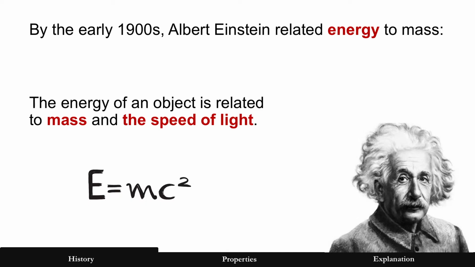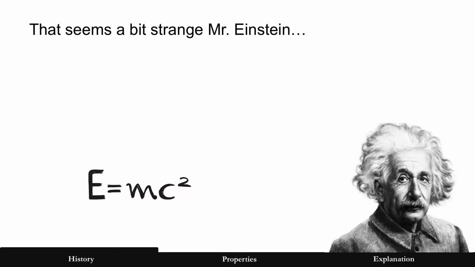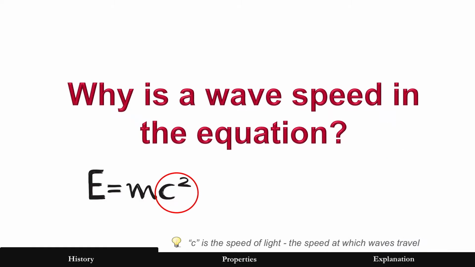It's his famous E equals mc squared equation, but it simply states that energy of an object is related to mass and the speed of light. It's actually the speed of light squared. All right, Mr. Einstein, that seems a little bit strange. Why is a wave speed in this equation? Right? c is the speed of light. And the speed of light is the speed at which waves travel. Why is it there?